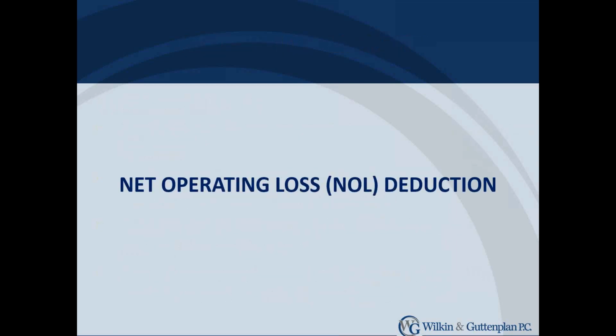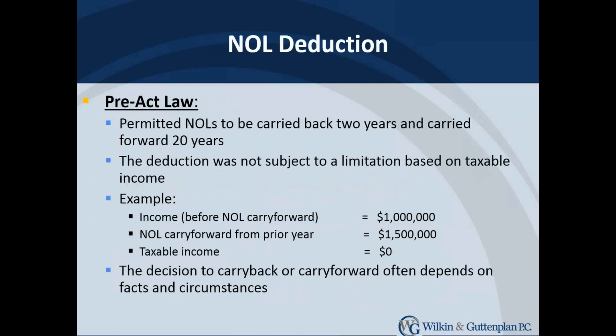Okay? In addition, there are changes to the net operating loss deductions. Prior to the Act, net operating losses could be carried back 2 years and carried forward 20 years. The deduction was not subject to any limitations based on taxable income. So for example, if you had taxable income in the current year of $1 million, and you had an NOL carryforward from a prior year of $1.5 million, it would eliminate your taxable income in the current year, and you would have $500,000 carried forward to the next year.